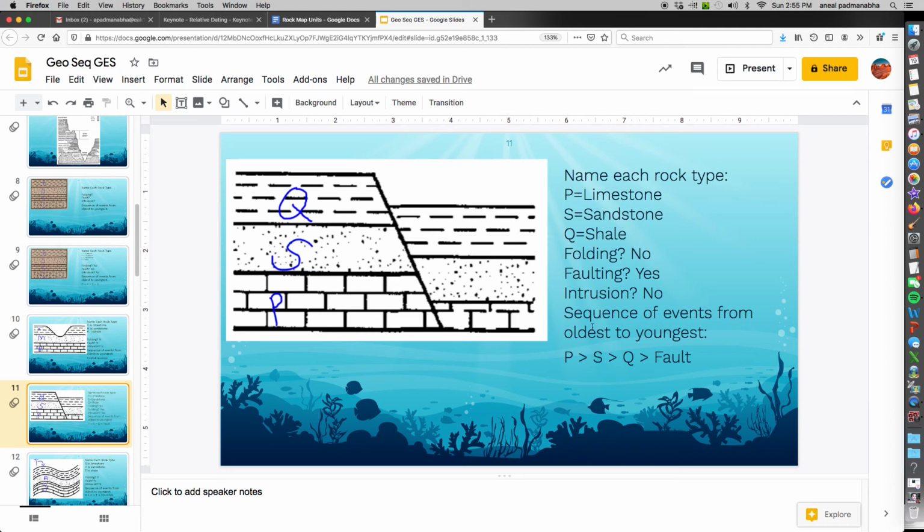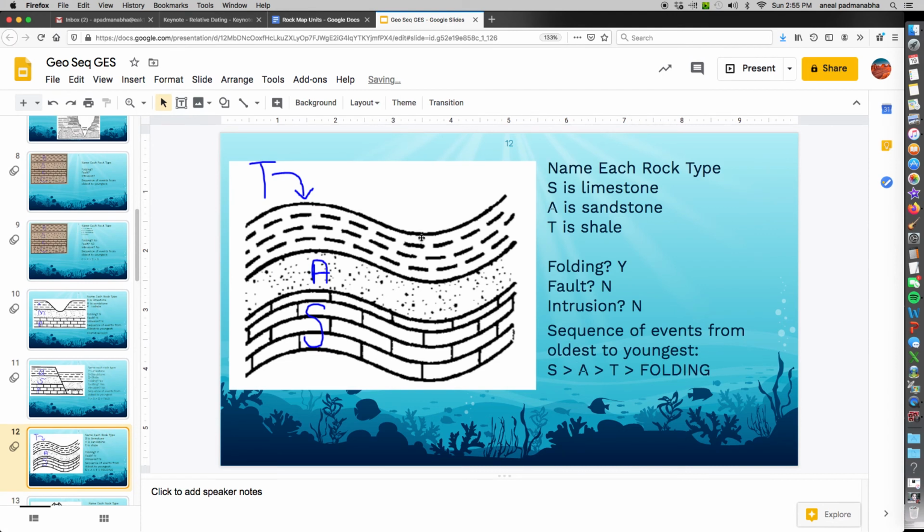So the sequence of events for this particular one was P was deposited, then S was deposited, and then Q was deposited, and then the fault. So remember, these all have to be here. These rocks have to be here before you can break them. So for this particular one, the fault is the last thing to happen.